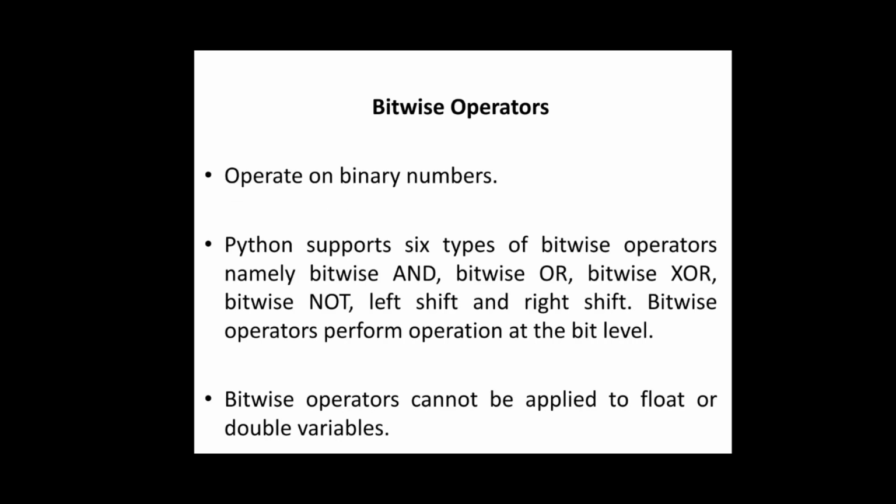Now, bitwise operators. Bitwise operators operate on binary numbers. Python supports 6 types of bitwise operators, namely bitwise AND, bitwise OR, bitwise XOR, bitwise NOT, left shift, and right shift. Bitwise operators perform operations at the bit level. Bitwise operators cannot be applied to float or double variables.